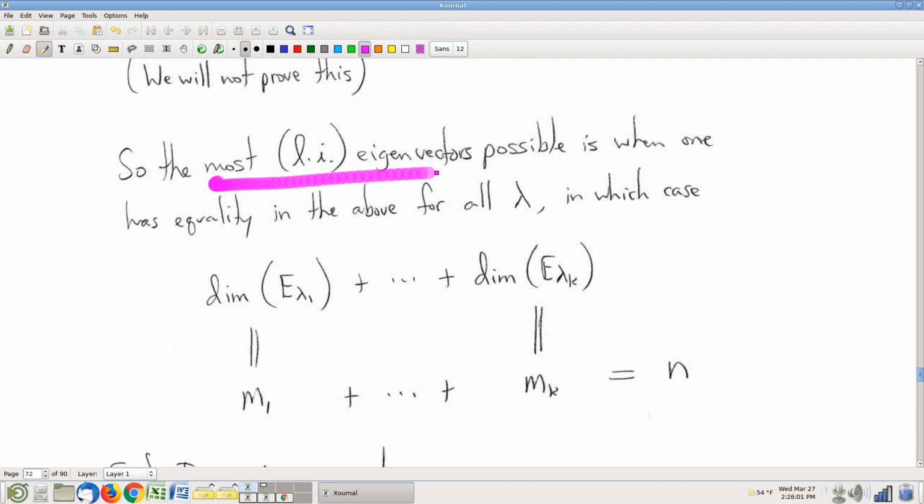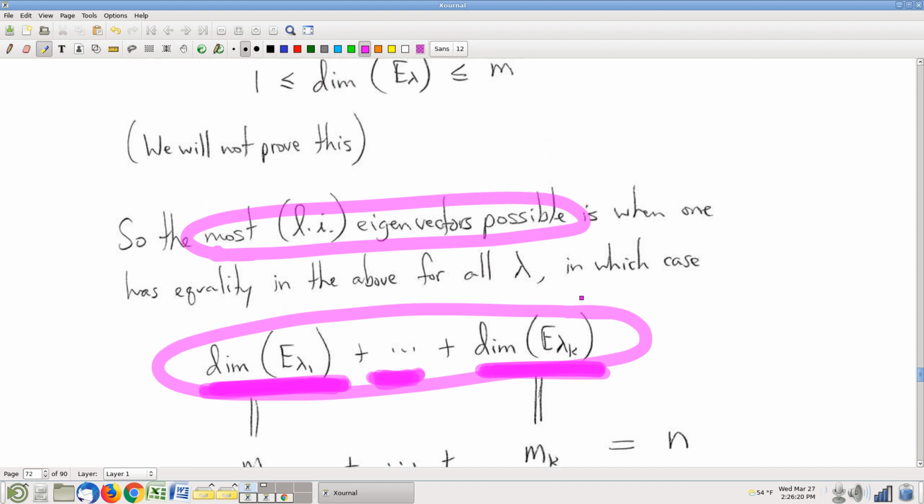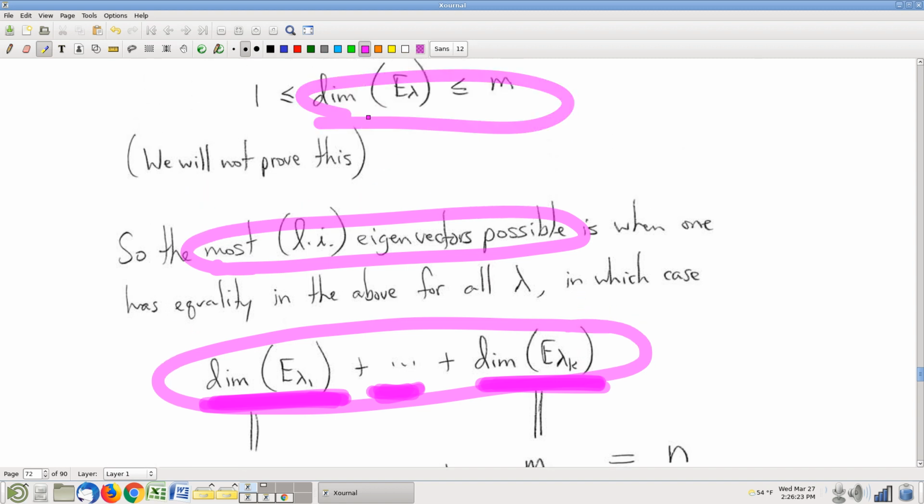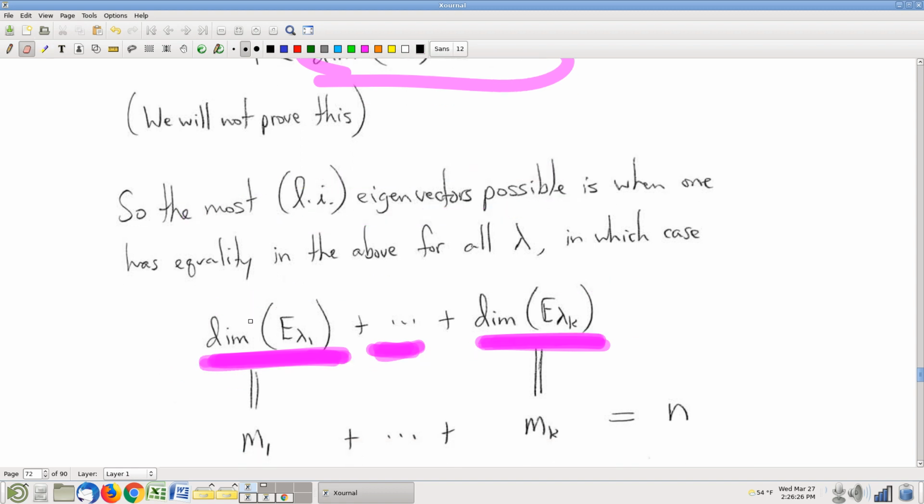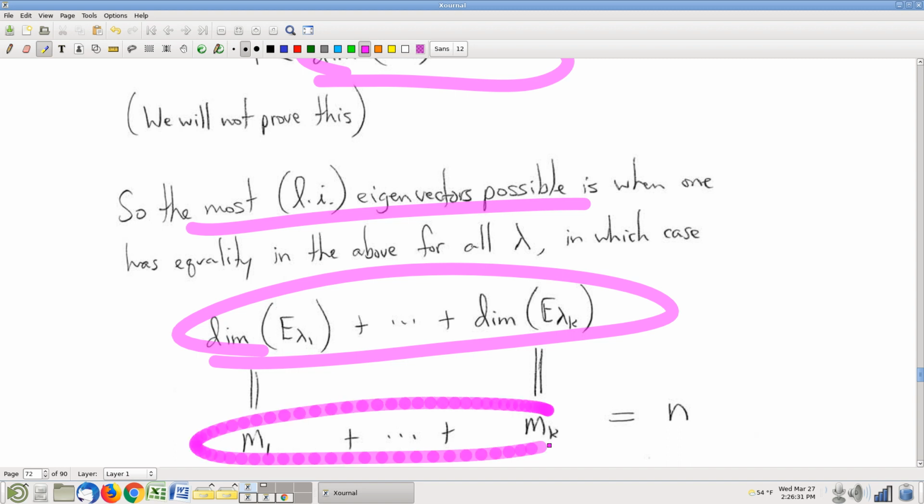Question, what's the most eigenvectors I could possibly find? In other words, in the linear independent sense, how many eigenvectors will I find for the first eigenvalue? How many eigenvectors will I find for the second eigenvalue? Add them all up. Grand total, how many eigenvectors do I find? Well, best case is that I find the multiplicity for each one. So best case, the most possible eigenvectors I can find is exactly n eigenvectors. Now, this is an immediate consequence of the fact that the number is always less than or equal to the multiplicity. Okay. All right.